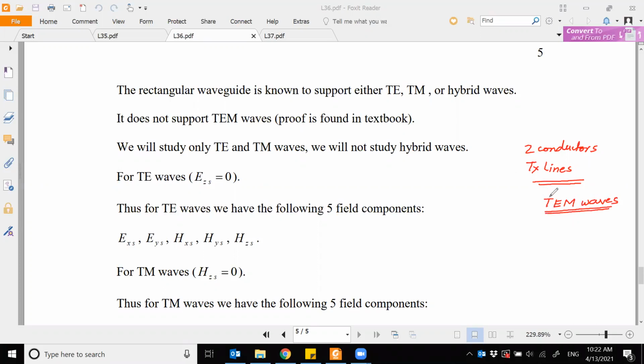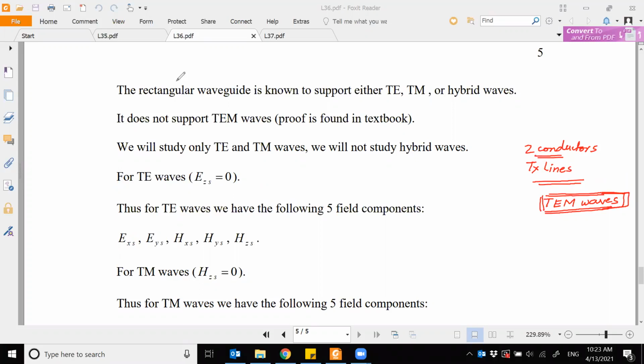So you cannot have your electric field or the magnetic field component in the direction of propagation, because that is the definition of TEM waves. Remember? TEM waves can only exist in transmission lines, two-conductor transmission lines.